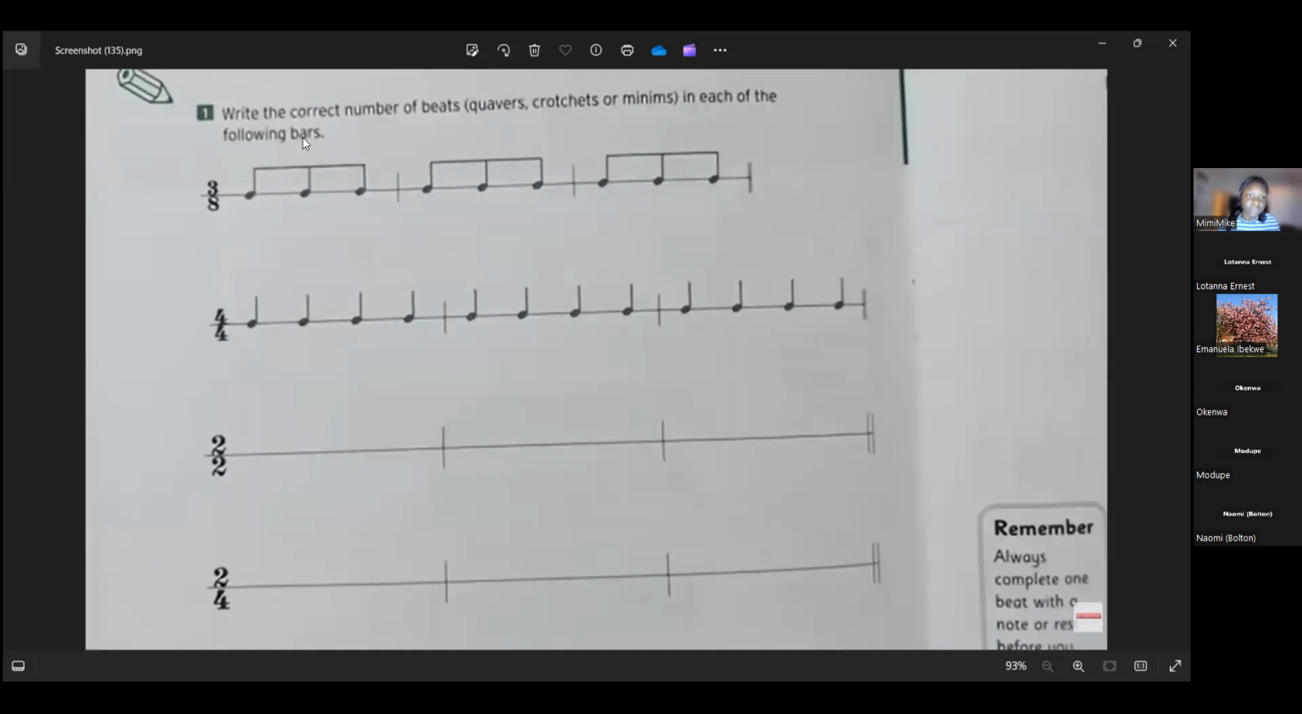Like this one: write the correct number of beats in each of the following bars. We see the example that is given here, 3/8. You've seen how they represented 3/8. It's being grouped together, so this is 3 quavers in a bar. If we were to write 2/2, it would be 2 minims in a bar. If we were to write 2/4, it would be 2 crotchets in a bar.